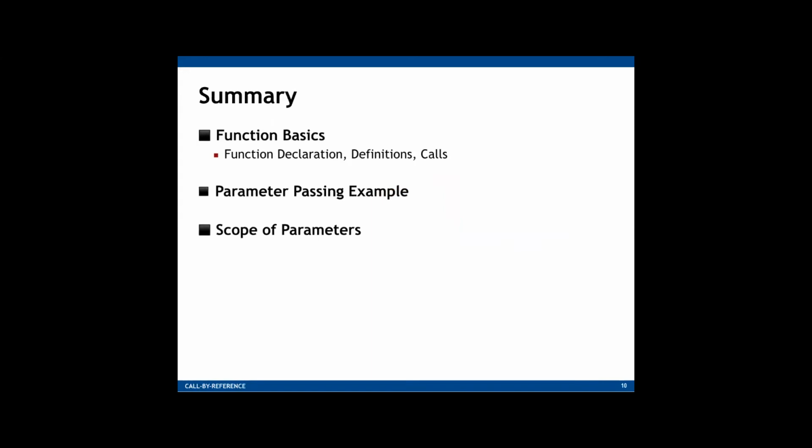Okay, so in this session, we talked about function basics very quickly. We talked about function declaration, definition, and calls, and we saw how caller and callee functions share values through parameter passing. We also talked about the scope of parameters and local variables. In the next session, we will learn more interesting concepts in C++, such as call by value, call by reference, and function overloading. See you in the next session.